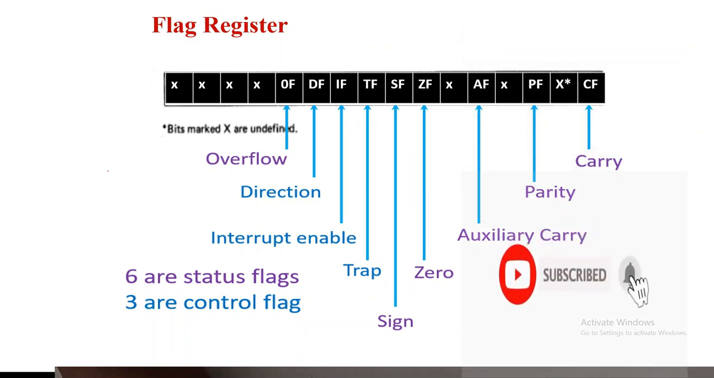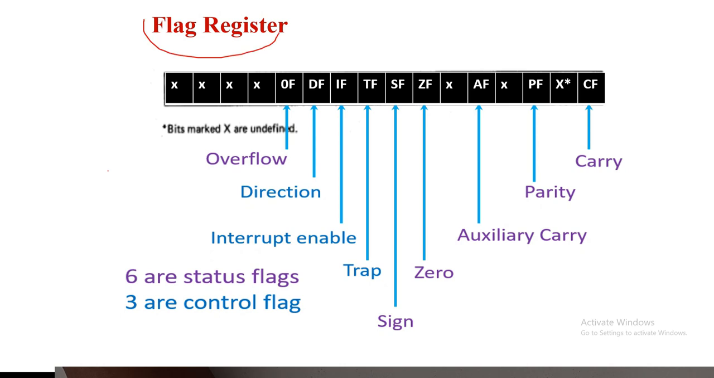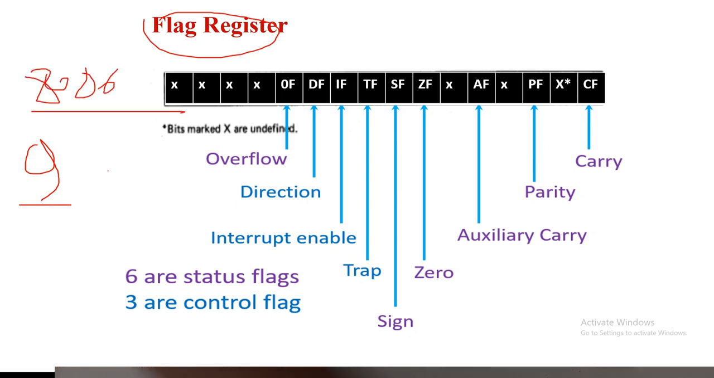Flag register. Flag register is another part of the 8086 microprocessor. Under the flag register, there are 9 basic components, which are carry flag, parity flag, auxiliary carry flag, zero flag, sign flag, trap flag, interrupt enable, direction flag, and overflow flag. So 9 flags are there on the 8086 microprocessor.